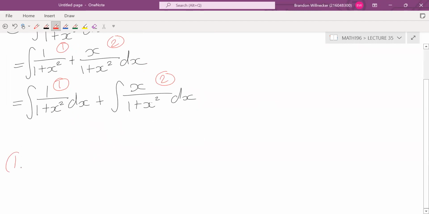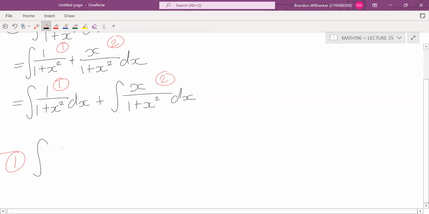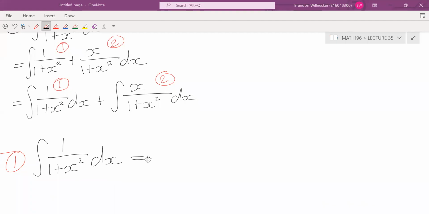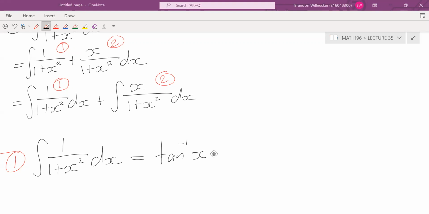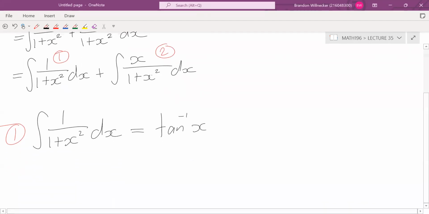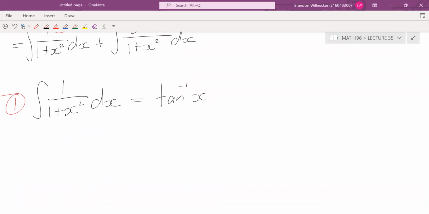So integral number 1 is the integral of 1 over 1 plus x squared. Okay, we've seen this before. This is a very standard integral. So the integral of 1 over 1 plus x squared is just inverse tan x. Okay, I'm not going to put the plus c now because we're going to add our 2 answers together and then I can put the plus c. Okay, so we can save that for the end. Okay, so that's part 1. That was easy to do. What about part 2?